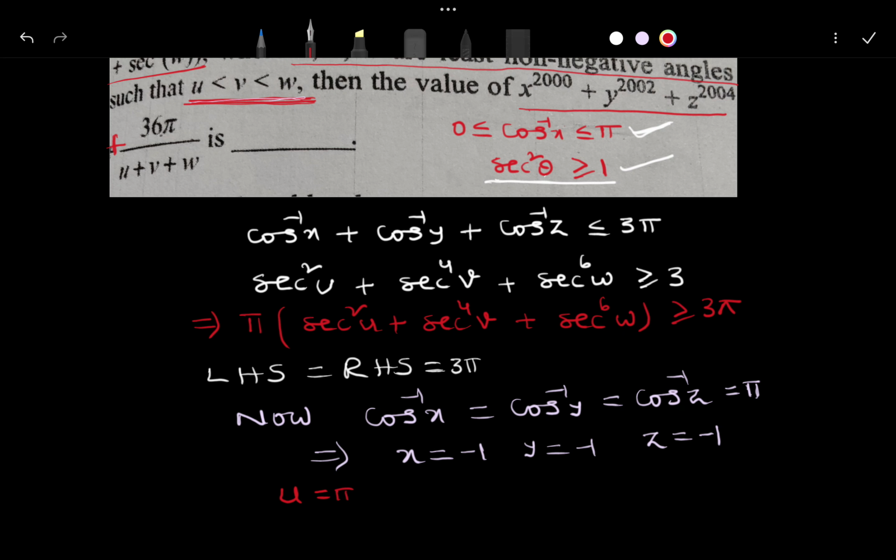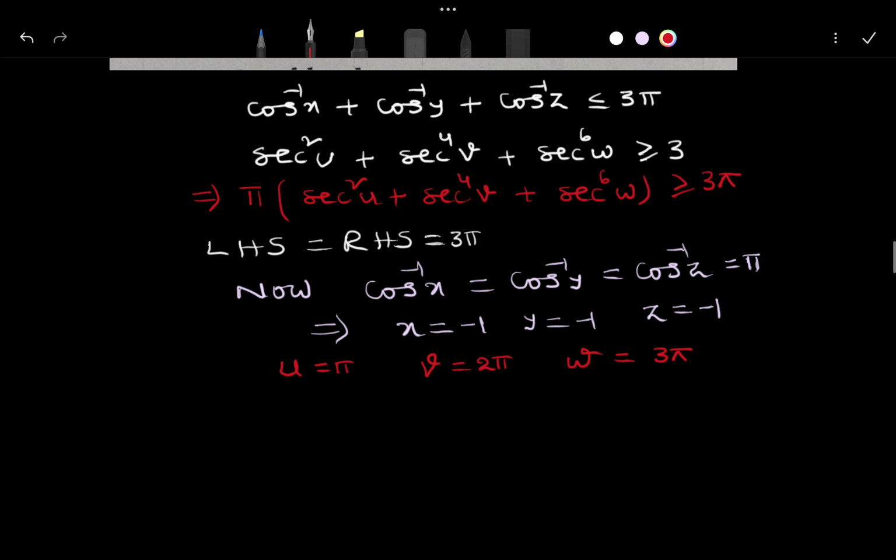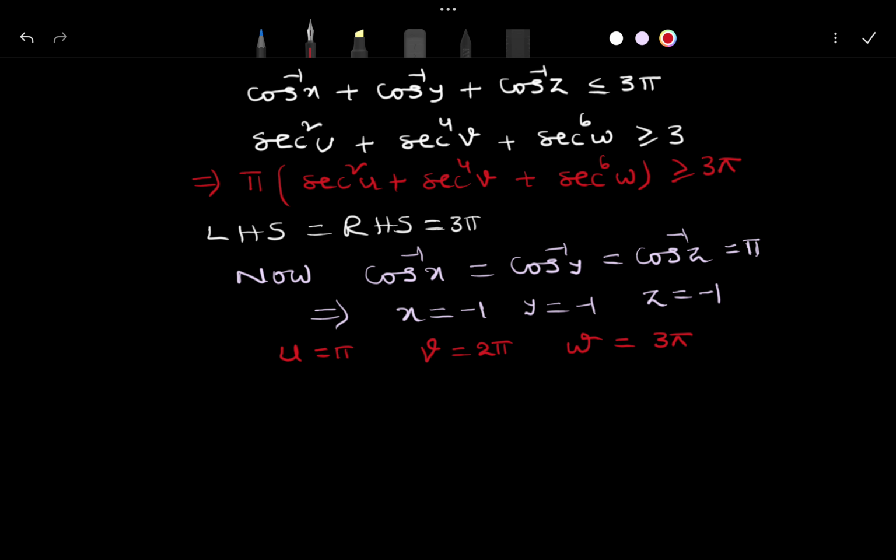That is 1. So secant square u is 1, and v value is 2 pi. In that also, secant v whole to the power of 4 is 1, and w you take as 3 pi. So by substituting all these values, RHS also will be equal to 3 pi.